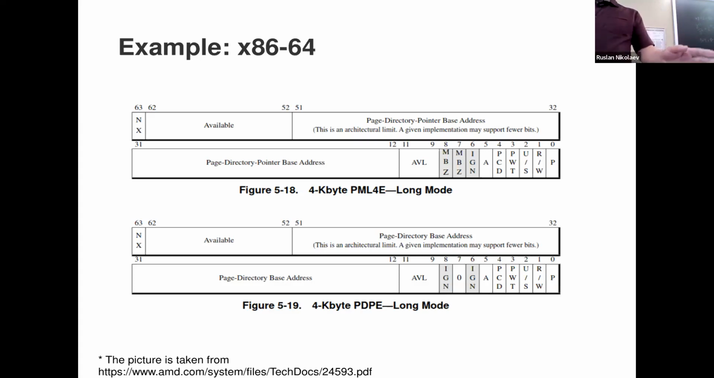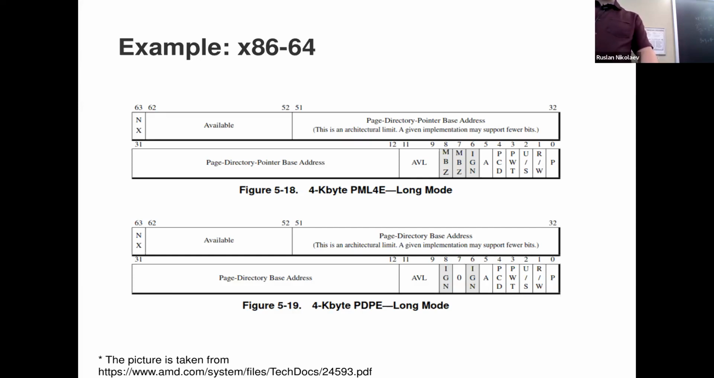So that's the last level. You can see there are permission bits here. The present bit is the valid bit that we covered previously. It's just a different name in x86-64, right? Read/write is like the read-only bit, which we also covered in the past. User/supervisor is the supervisor bit. We have looked at this also, right?